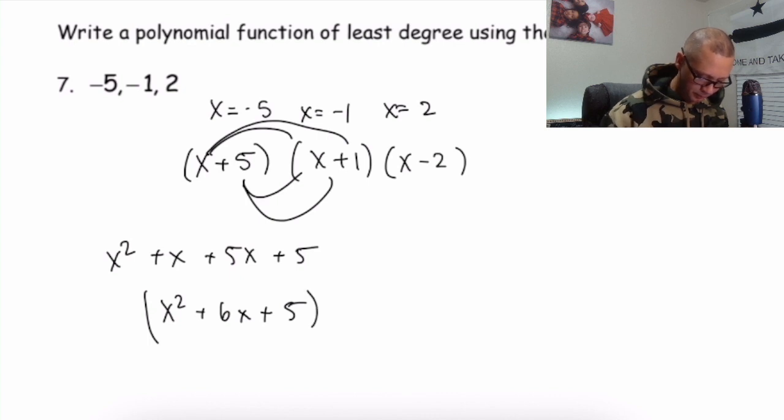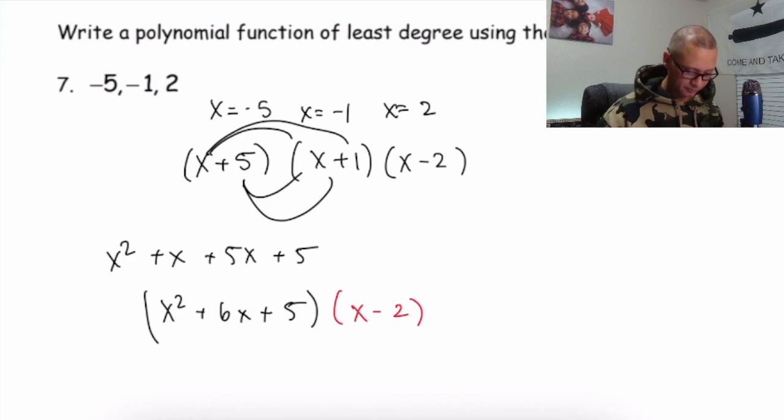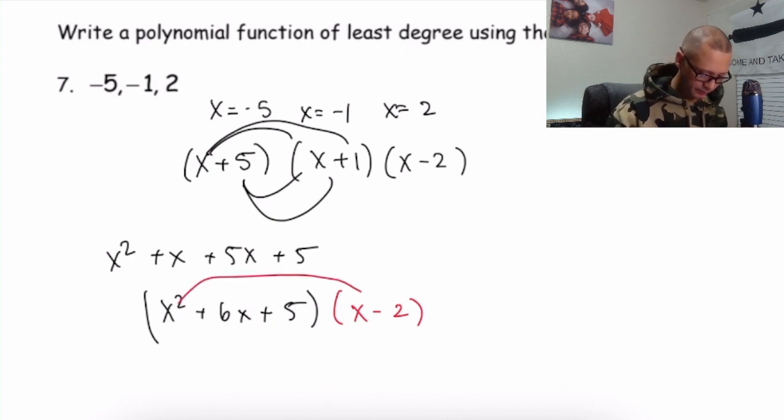Then we're going to distribute to x minus 2. All right, we're going to get x cubed. The idea is that everything in one gets multiplied to everything in the other. So this is plus 6x squared plus 5x.